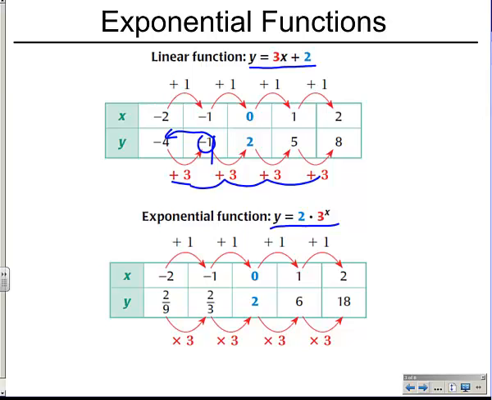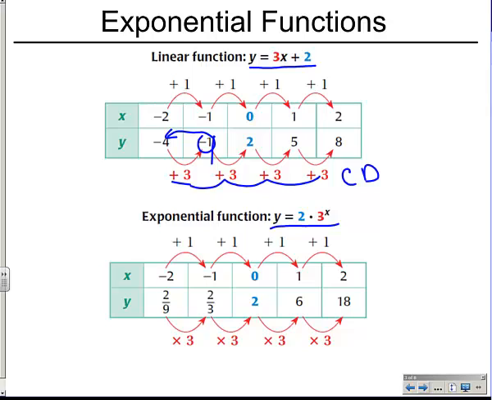Well, in an exponential function, we don't have a common difference. This is called the common difference, or the CD, of a linear function. It's also known as the slope of the line. But if we look at the common difference, let's say between the 2 and the 6, we have a +4, but between the 6 and the 18, we have a +12. It's not the same every time.